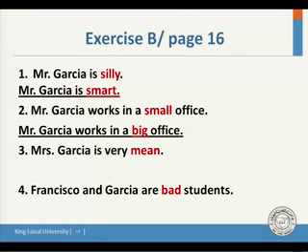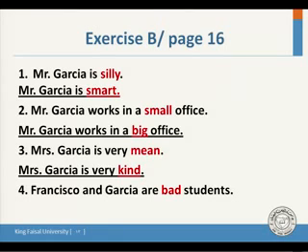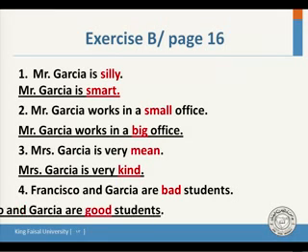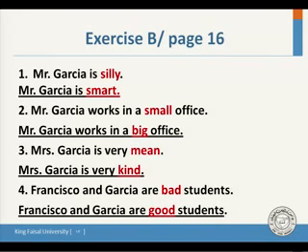Sentence 3. Mrs. Garcia is very mean. You know the meaning of mean, and you know the meaning of the opposite of mean, which is kind. Mrs. Garcia is very kind. She is not mean, she is kind. Sentence 4. Francisco and Maria are bad students. Are they bad students? No. They are good students. Francisco and Maria are good students.